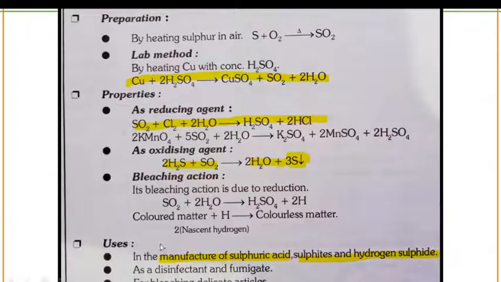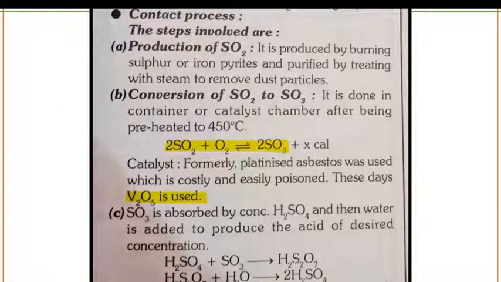Sulfides and hydrogen sulfide. This is a very important point. SO2 gas is used in the manufacturing of sulfuric acid, sulfide and hydrogen sulfide. It also acts as a disinfectant and it also has bleaching properties.